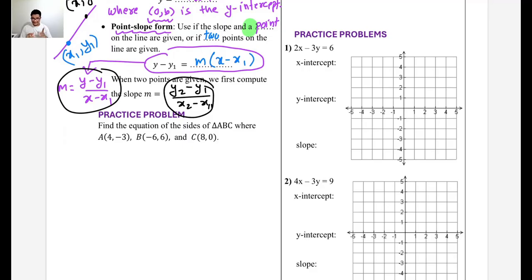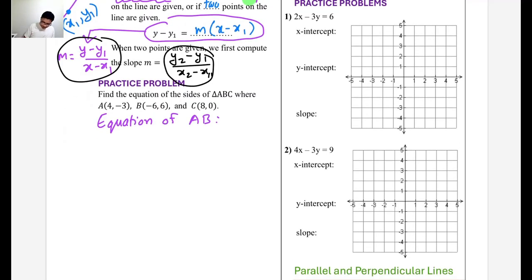So there is the same triangle that we had used earlier to find the distances and midpoints. Let us find the equations of the sides of that triangle. I will do one of them first, and I want you to find the equations for the other sides, and I will give the answer here so you can check. Okay, equation of AB.